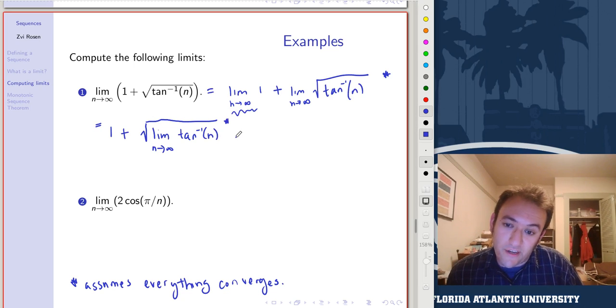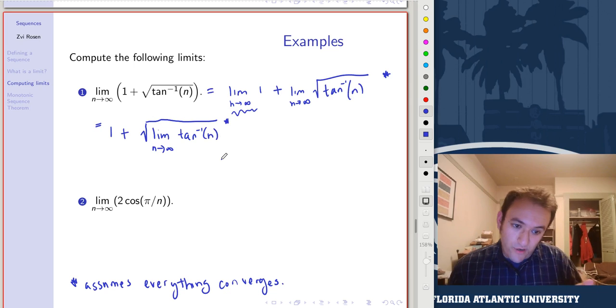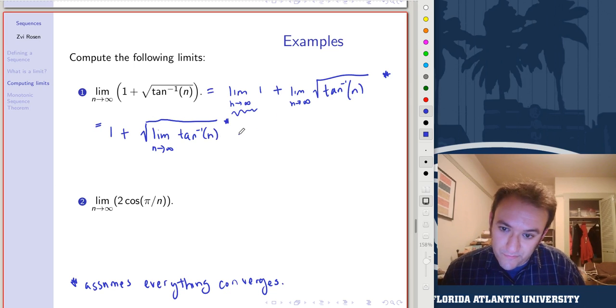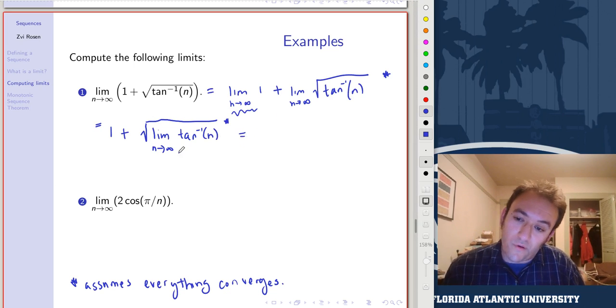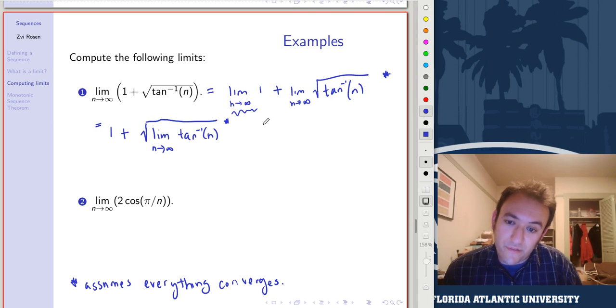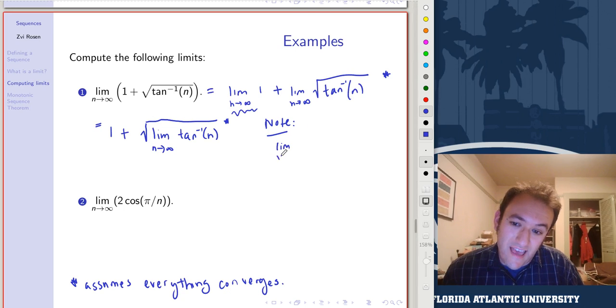And we'll put a star here. Obviously, this only works if you're convergent. Okay. Well, what about the limit of arctangent of n? So let's recall, note, the limit as x goes to infinity of arctangent of x, that's pi over 2.